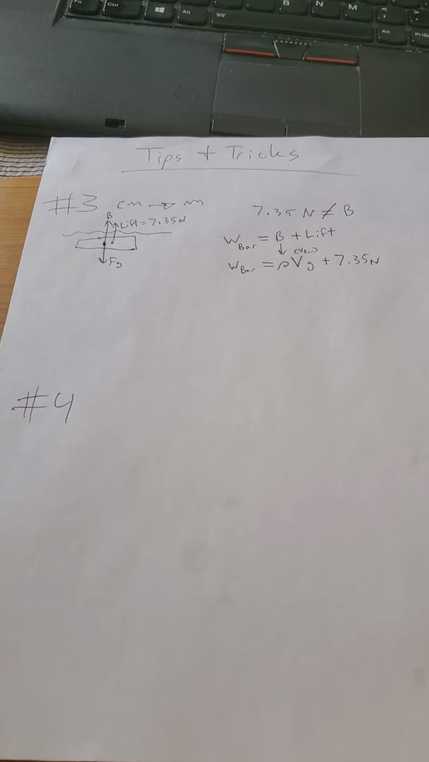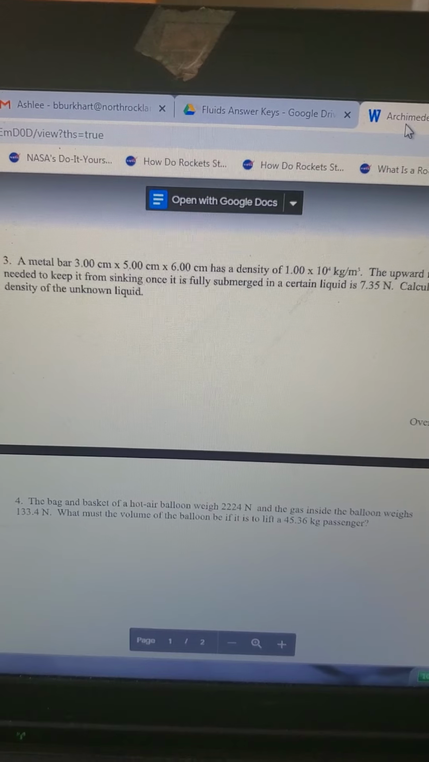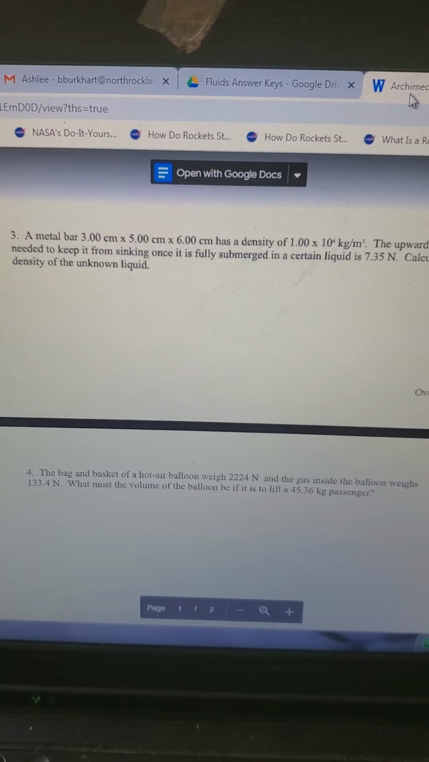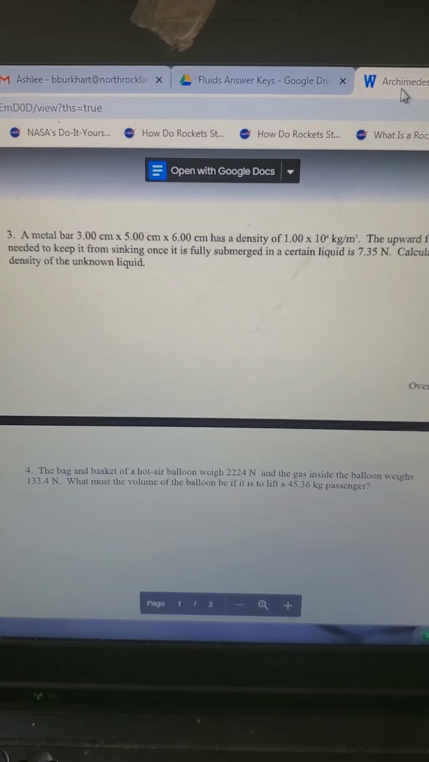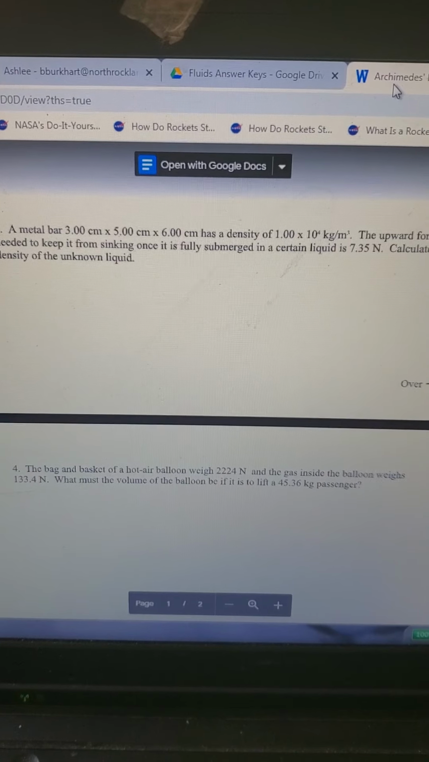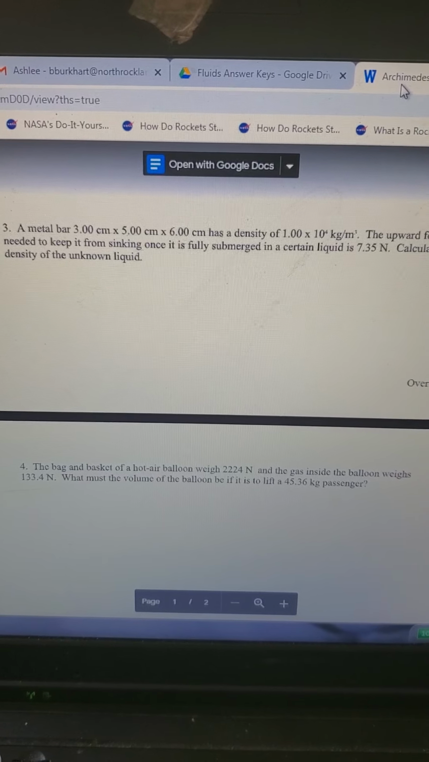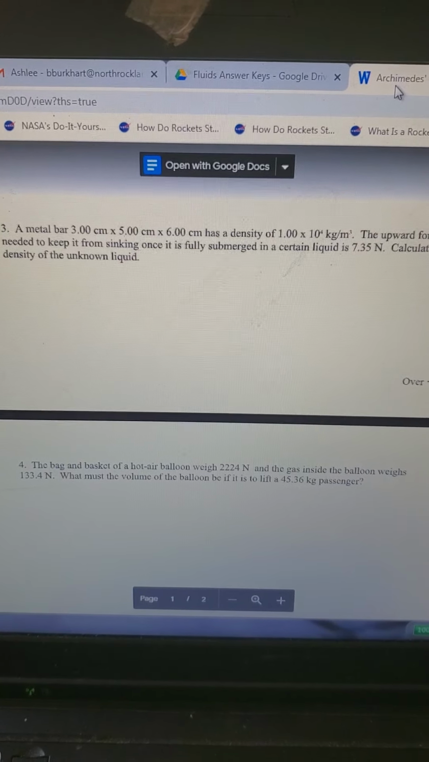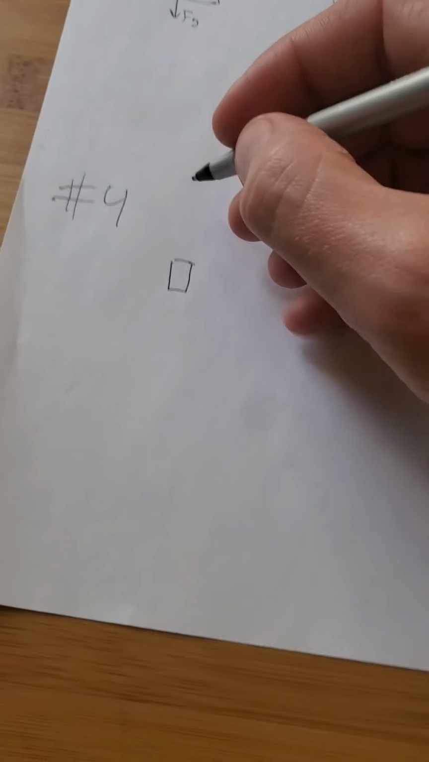For question 4, we're going to do a very similar process. Let's read the question and see if we can set up some kind of force diagram to figure out what we're setting equal to what. On number 4, I've got the bag and basket of a hot air balloon weighing a whopping 2,224 newtons. They've given me the weight of the gas, and they want to know what is the volume that is needed for the balloon to lift these 45.36 kilogram passengers.